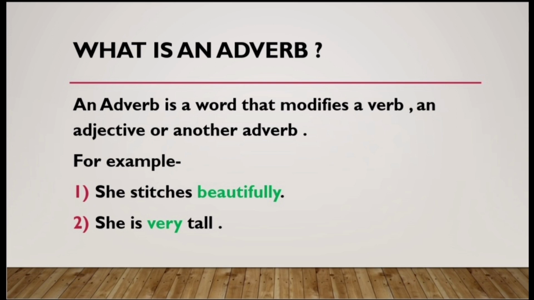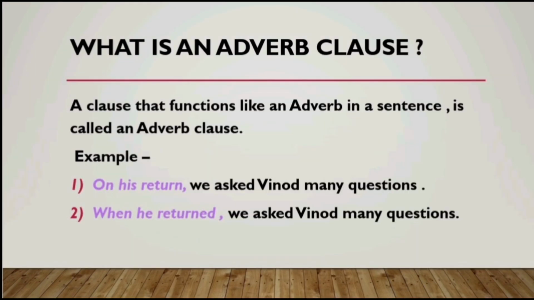So let us now understand what we mean by adverb clauses. A clause that functions like an adverb in a sentence is called an adverb clause. When a clause functions like an adverb, it modifies a verb, an adjective or another adverb. That means it's doing the work of an adverb. So whenever a clause is functioning like an adverb in a sentence, that is an adverb clause.